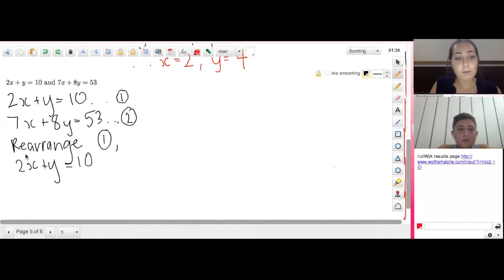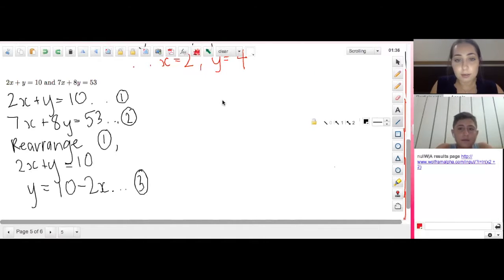So we're going to move this 2x over to the right-hand side. So we get y equals 10 minus 2x. And because we've changed this equation, it's no longer called equation 1, but rather equation 3. So we now call this equation 3. I'm just going to split the page in half, draw a line down the middle. There we go. Okay, so we're going to continue up over here.